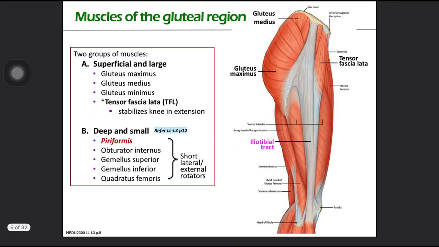Let's take a look here. This is the gluteus maximus, right? Much of this aponeurosis actually joins with the iliotibial tract here, okay? And this is from the posterior aspect. Later on we will talk about the tensor fascia lata, which also has an aponeurosis inserting into the iliotibial tract, okay?